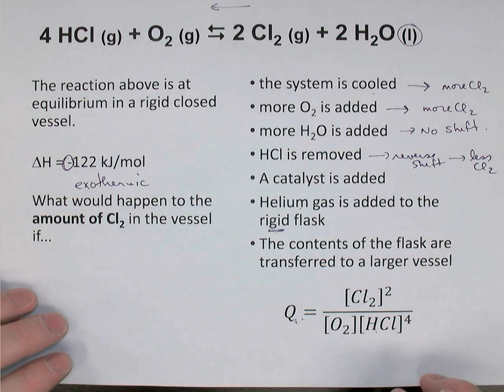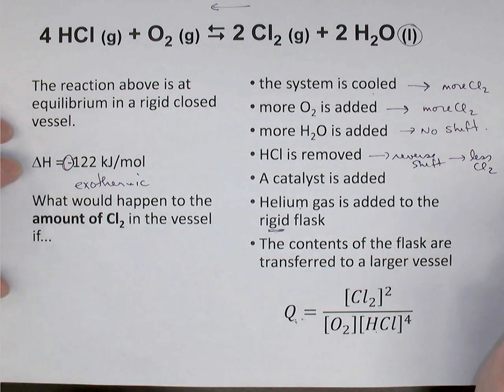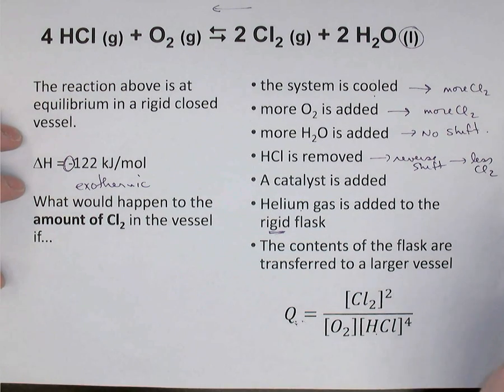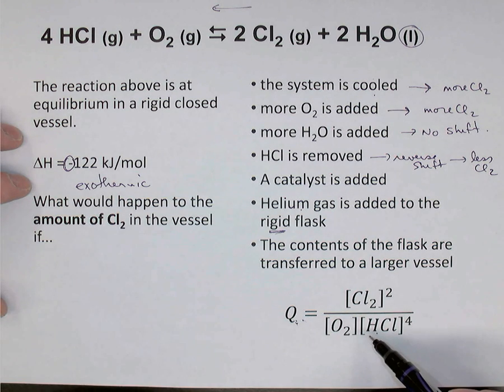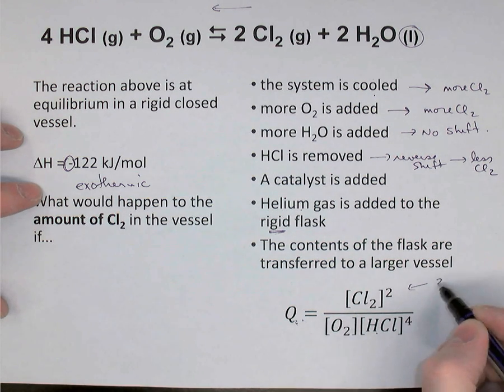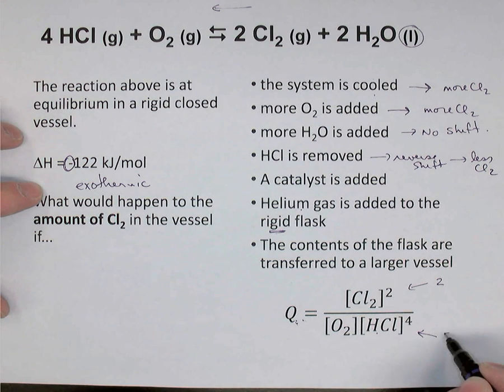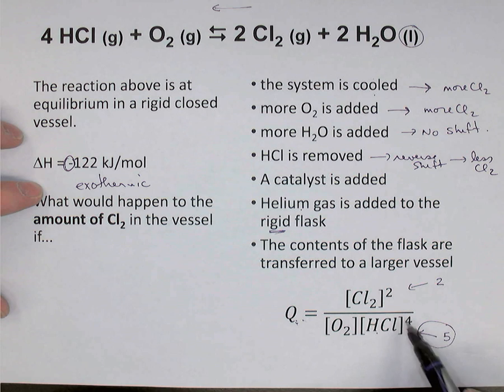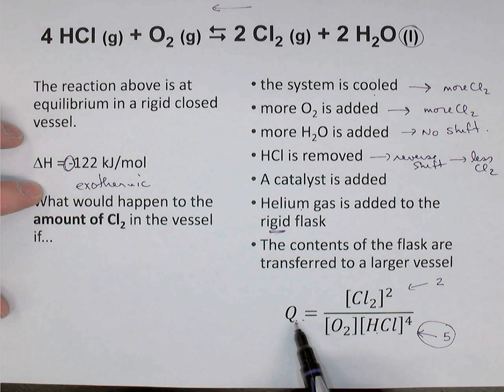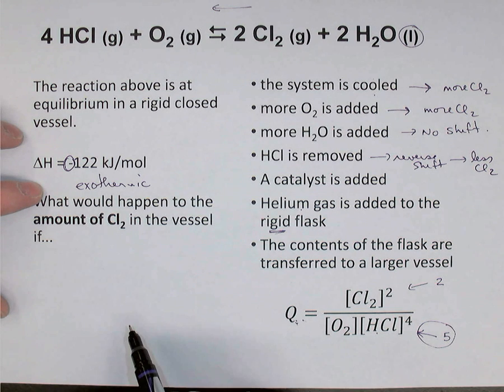There's no shift. If you transfer the contents of this flask to a larger vessel, well, now the volume has increased, so all of the concentrations will decrease. The numerator here is second order, the denominator here is fifth order. So if you decrease all of the concentrations, the denominator will decrease more than the numerator, to the power of 5 versus to the power of 2. So if the denominator decreases more than the numerator, Q is going to get larger. If Q gets larger, there'll be a reverse shift.